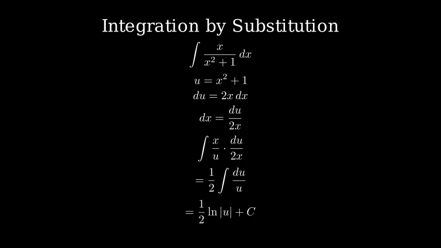Finally, we substitute back u equals x squared plus 1 to get our final answer. 1/2 times the natural log of the absolute value of x squared plus 1 plus c.